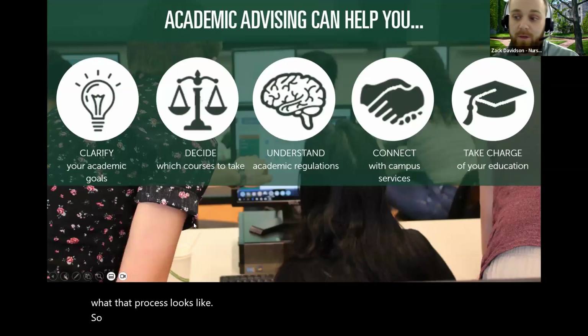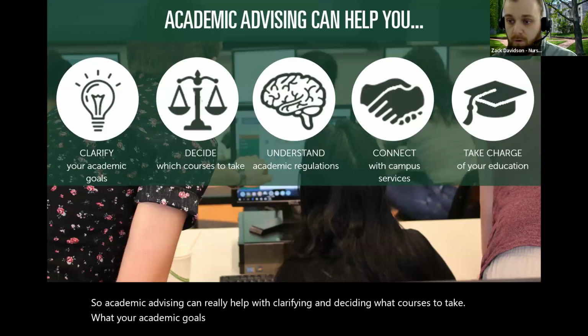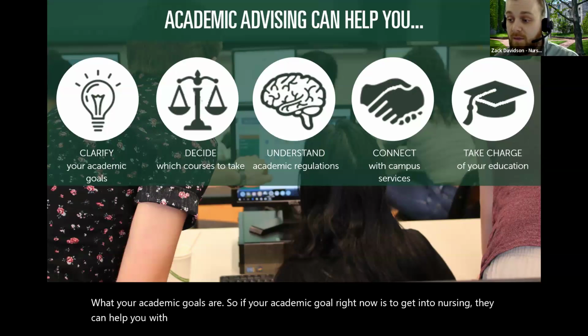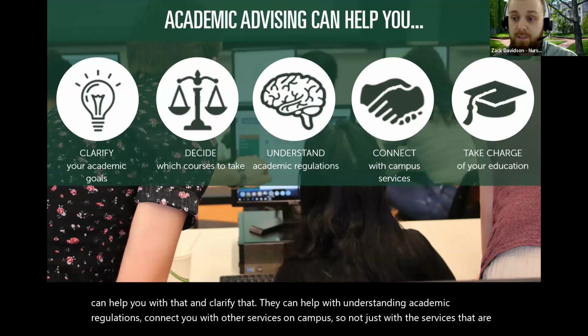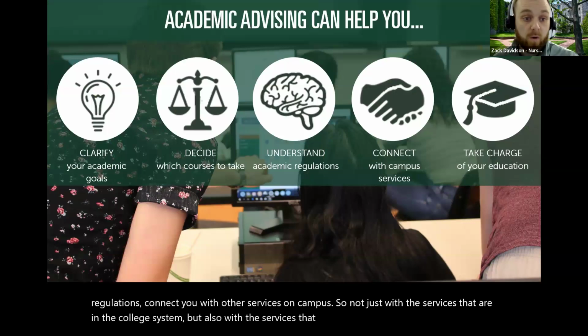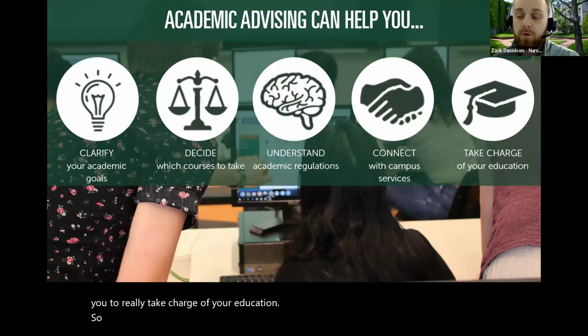Academic advising can really help with clarifying and deciding what courses to take, what your academic goals are. So, if your academic goal right now is to get into nursing, they can help you with that and clarify that. They can help with understanding academic regulations, connect you with other services on campus. So not just with the services that are in the college system, but also with the services that are elsewhere at the university, and allow you to really take charge of your education. Those are some really big benefits of connecting with an academic advisor.